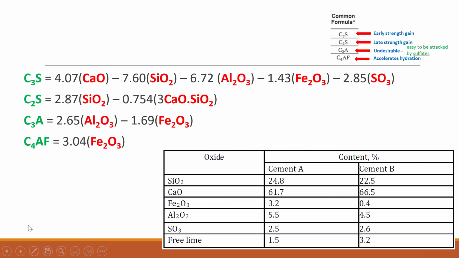I have given you everything in this slide, and I'll give you a few minutes. Can you find me how much C3S is in A? How do you do that? I'll give you a few minutes, and I will do it after you try by yourself.